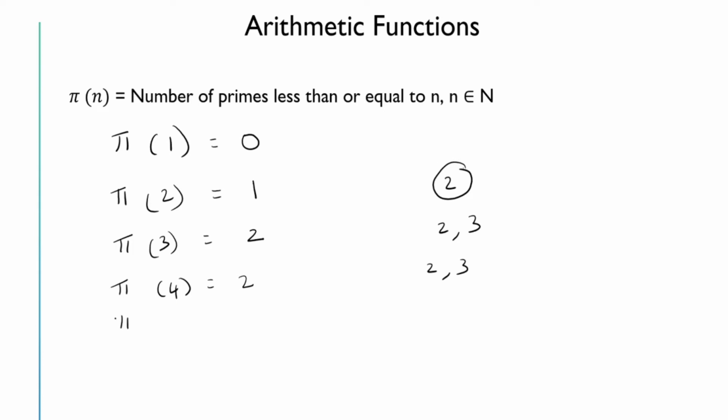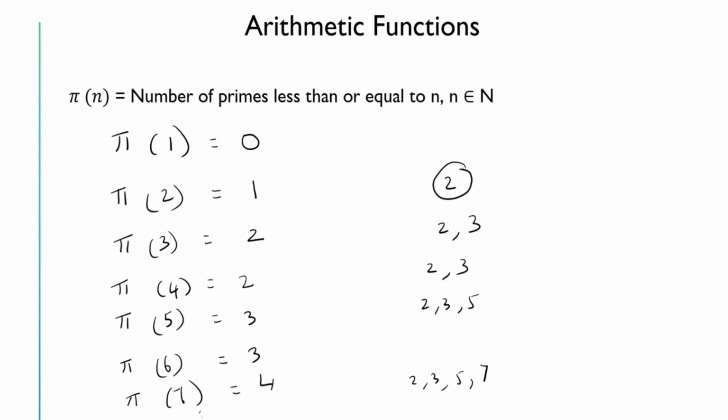Then the next one is pi of 5. What are the various prime numbers less than or equal to 5? They are 2, 3 and 5. So pi of 5 is 3. What about 6? 6 is not a prime number. So the number of prime numbers less than or equal to 6 is again 3. Next we will see pi of 7. The prime numbers less than or equal to 7 are 2, 3, 5 and 7. So pi of 7 is 4. Like this it goes on.